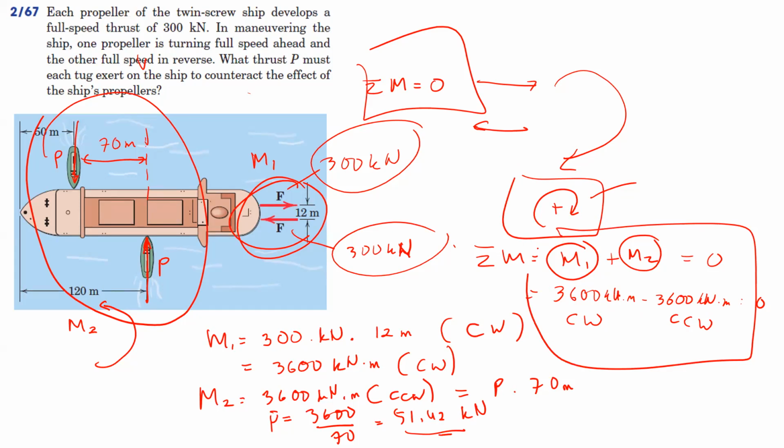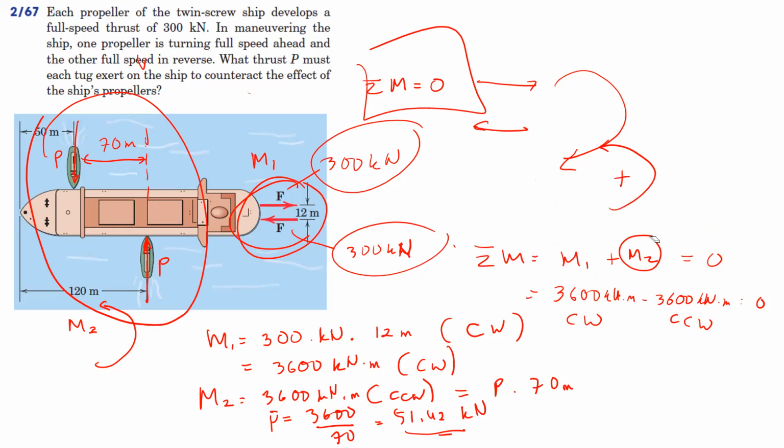But if some of you ask me, is it possible for us to use counterclockwise as positive value? Yes, you can. If counterclockwise is the positive value, then the value of M1 here will be negative because it's clockwise, right? But the value of M2 will be positive because it's counterclockwise. The calculation will still be the same. The total moment will be 0. And P will still be 51.42 kilonewton. You get it, right?